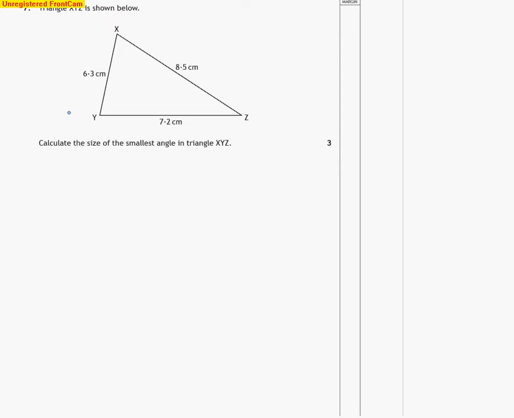The triangle is shown below. Calculate the size of the smallest angle. Now again, that's an interesting question because how do we know which is the smallest? Usually you can tell, right? But how do you know for certain? To me, these two are looking quite big and that's looking quite small, but can we categorically say that that is the smallest angle?